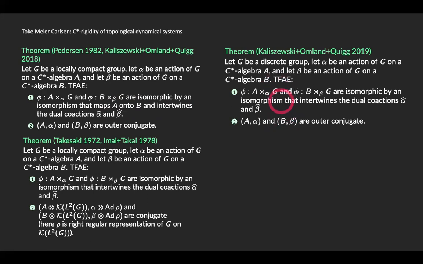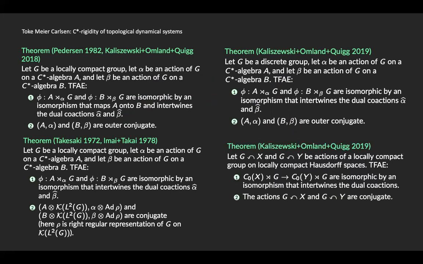Yeah, this requires some clever tricks to get rid of this condition here. Kakarlovsky, Omland, and Quigg also prove that if we go back to the classical setting, so we have a locally compact group acting on locally compact Hausdorff spaces, then the two actions are conjugate if and only if the corresponding crossed products are isomorphic by an isomorphism that intertwines the dual coactions.